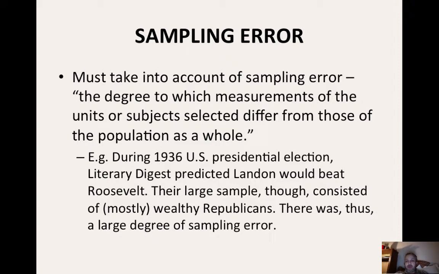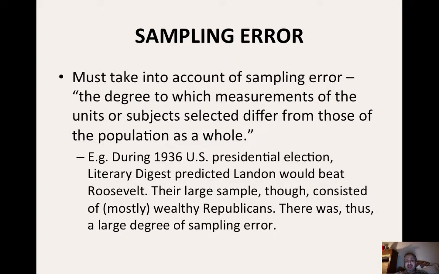The formal definition is the degree to which measurements of the units or subjects selected differ from those of the population as a whole. So it's the difference between the sample and what you would have gotten if you did a census, basically. And there's a way to calculate this. We're not going to calculate it in this class, but it can be done with statistics, okay?